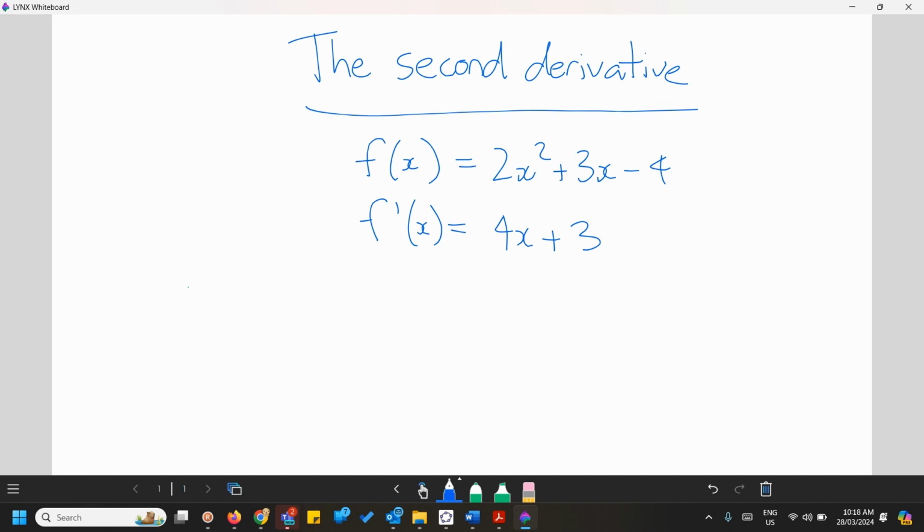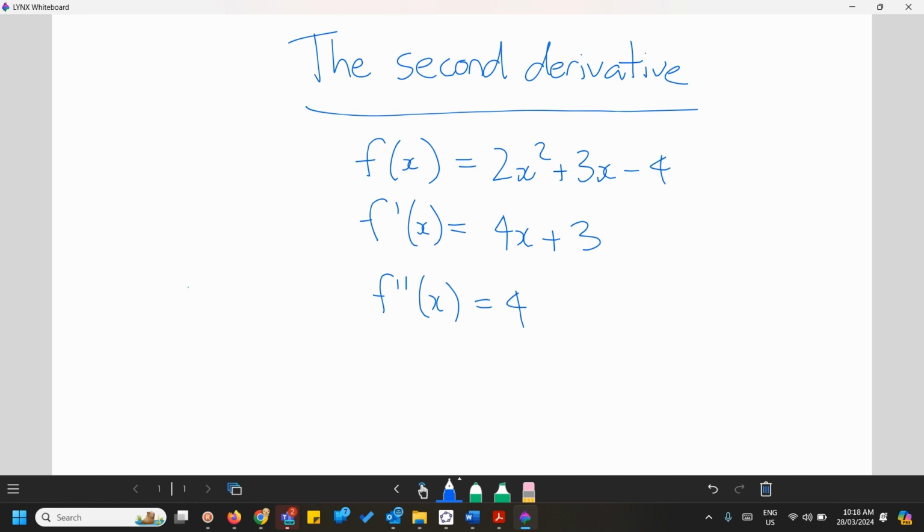Now for the second derivative, we find the derivative of that function. So for the second derivative, we would say f double dash of x. This notation is quite intuitive and everyone seems to like it. If I find the derivative of 4x plus 3, the second derivative of the original function is 4.